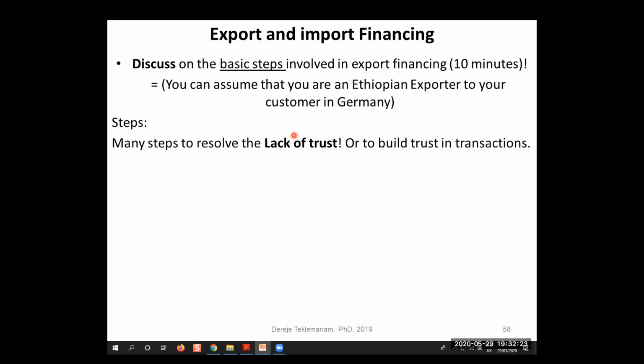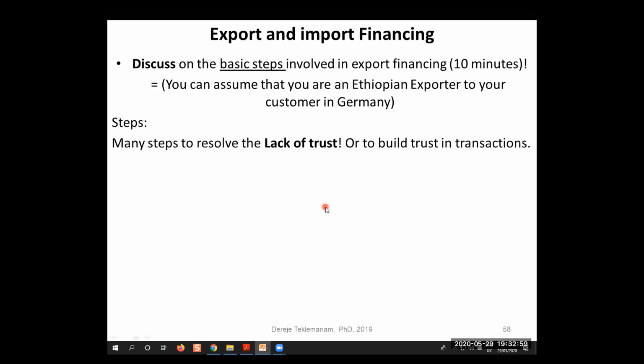Assume you are an exporter in Ethiopia and you have a bank account in the Commercial Bank of Ethiopia, and your customer is in Munich, or whatever German town or city. Definitely you don't know him physically, and he asks you for the product. So how do you really exchange the product? This is the next stage that we'll see on Saturday.